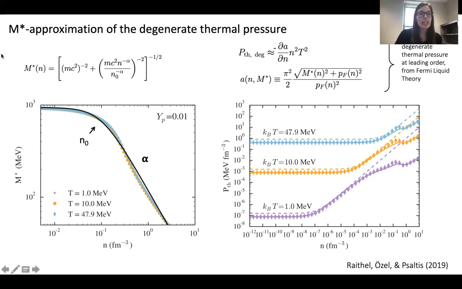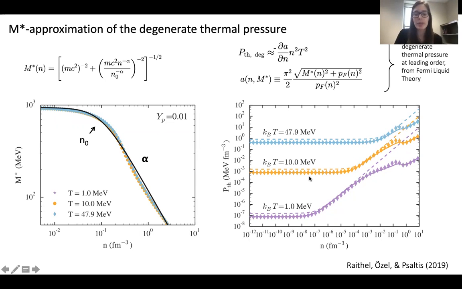And so we find actually that a new simple 2-parameter approximation of this effective mass function, which we call the m star approximation, is actually sufficient to reproduce these realistic calculations of the thermal pressure quite robustly. And so the 2 parameters briefly are just a density transition parameter and this power law parameter alpha, that characterizes the decay of the effective mass function. And loosely, these can be interpreted as parameters related to the onset density of degeneracy and the strength of the interactions within the matter.